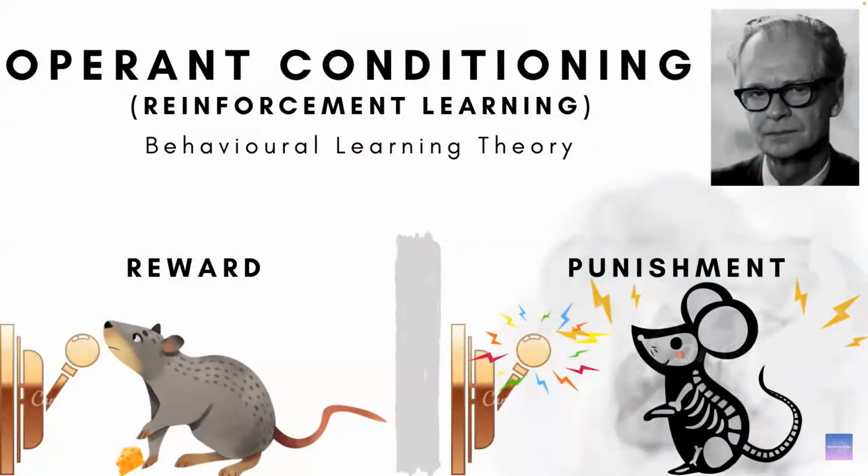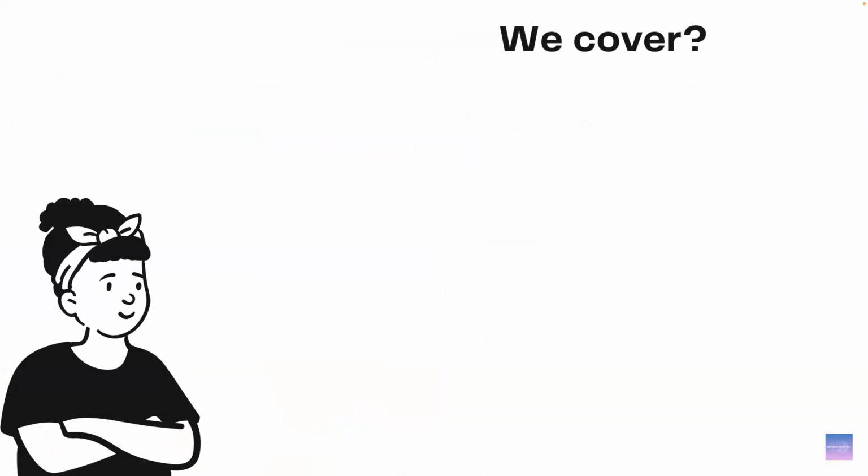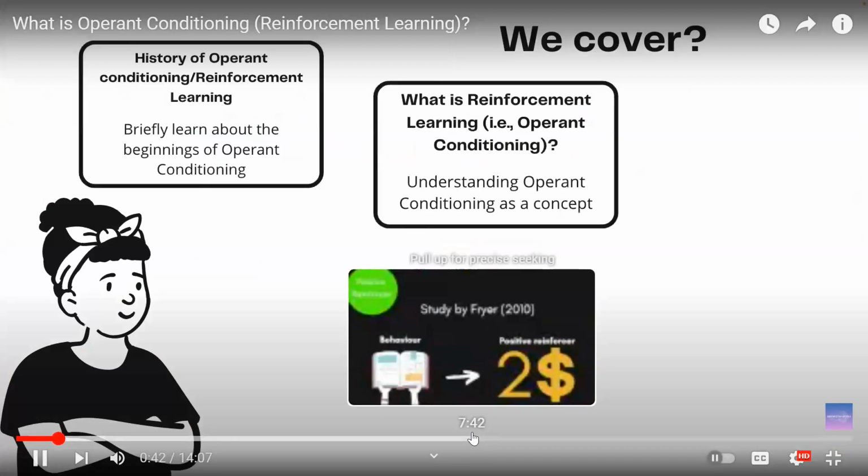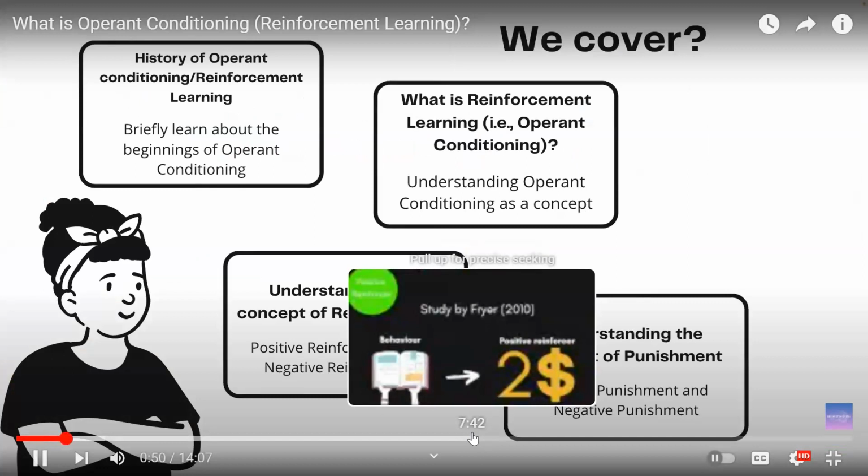In today's episode, we will learn about the basic concepts of a very well-known classical behavioral theory called operant conditioning and reinforcement learning. Without further ado, let's get on to today's video. This video is part one of a two-part video series. In today's part one video, we will first understand what operant conditioning is and touch briefly on the origins of operant conditioning. Then we move on to understanding the concepts of reinforcement and punishment. In part two of this video series, we will learn about the various schedules of reinforcement, but more on that in the next video.